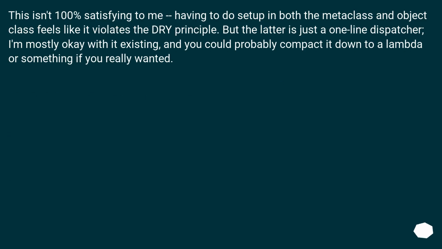This isn't 100% satisfying to me. Having to do setup in both the metaclass and object class feels like it violates the DRY principle. But the latter is just a one-line dispatcher. I'm mostly okay with it existing, and you could probably compact it down to a lambda or something if you really wanted.